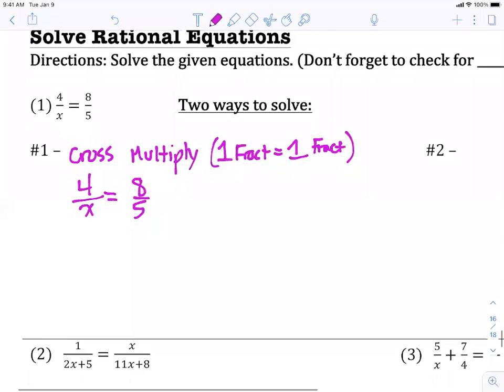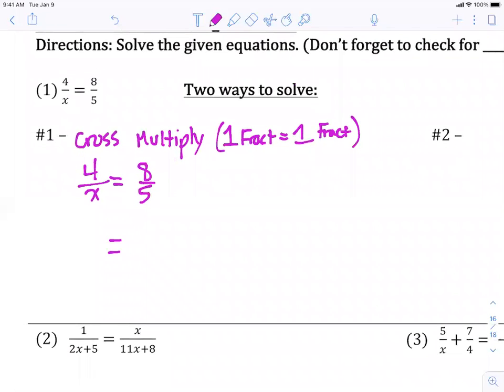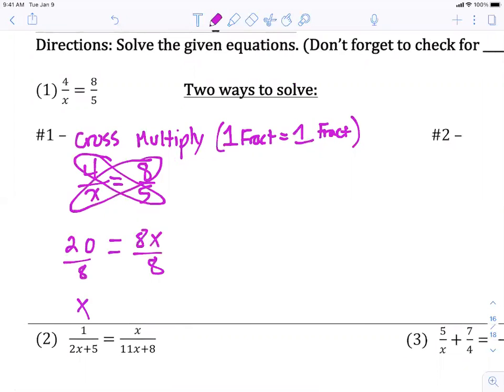So for cross multiplication, if you guys remember, this is hopefully nothing new, you would take one numerator and multiply it by one denominator. That goes on one side. And then the other denominator by the other numerator. That gets multiplied on the other side. And then you just solve like you would normally, which in this case just means dividing by 8. And 20 divided by 8 ends up reducing to 5 over 2.